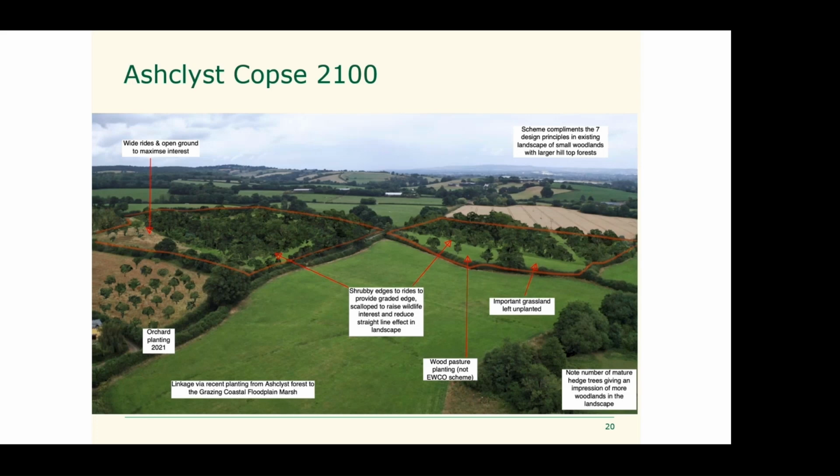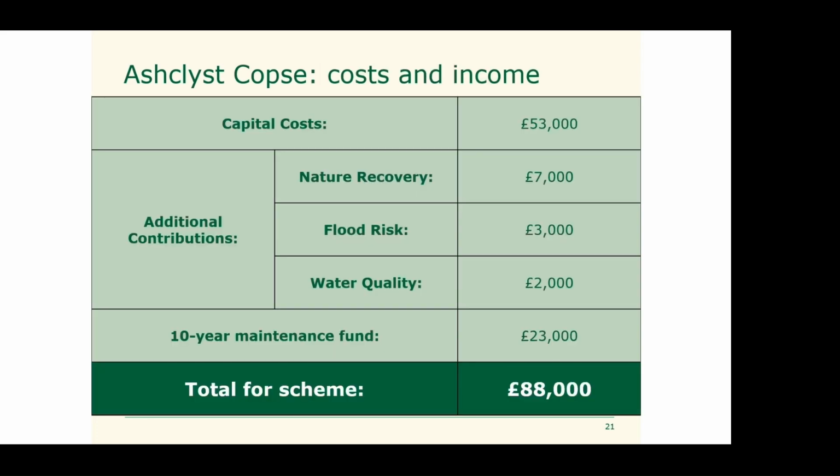So Ashcliffe Copse was done about a year ago under the English Woodland Creation offer, and these were the associated costs and income that came with that project. This has all been rounded up approximately. It's a 6.5 hectare scheme, and this was the capital costs, and you can see there the additional contributions that were attracted by that design. And then you can see the maintenance fund that we drew down to help look after it.